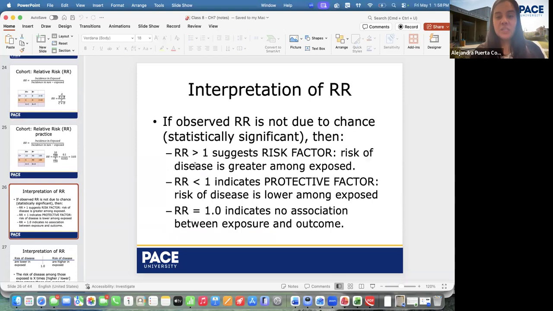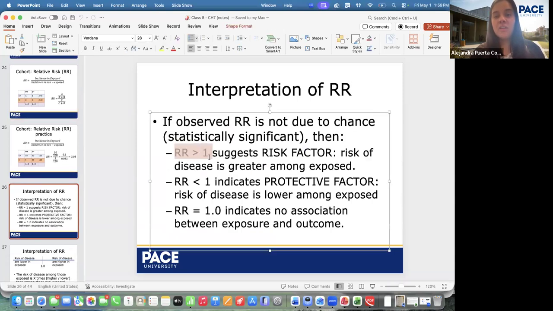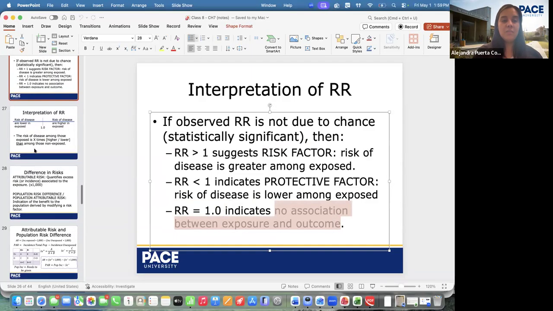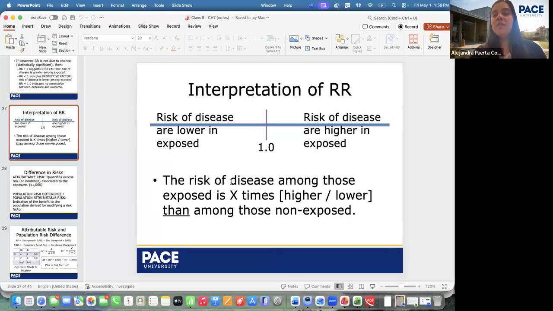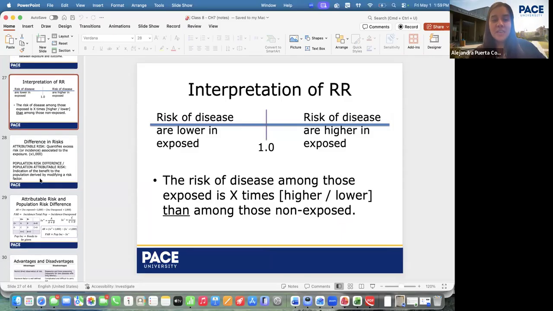Interpretation. Now you can say if it's more than one that you have a risk factor because you are attributing a risk. If it's less than one, you have a protective factor. And what happens when you have a relative risk of one or an odds ratio of one? You have no association between the exposure and the outcome, right? And how do we interpret it? The risk of skin cancer among those who wear sunscreen is 15 times lower than among those who don't wear sunscreen, right? What else can I calculate?